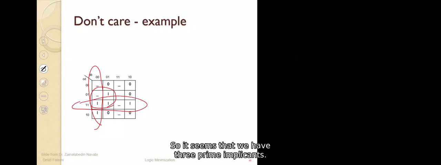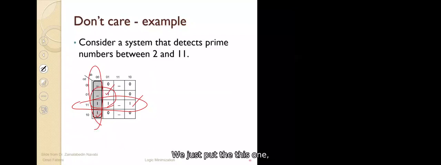So it seems that we have 3 prime implicants. All of them have 4 members, 4 cells. Now let's select the essential ones. If you look at the vertical one, it has this one as essential, which is not in any other implicant. The square one has this one, which makes it essential, and the horizontal one has this one. So all of the 3 are essential, so it's very easy.